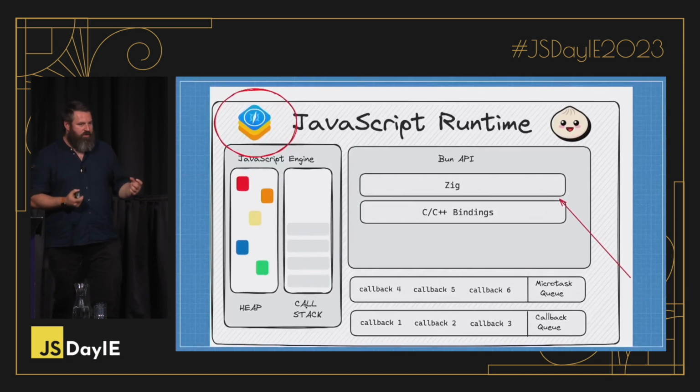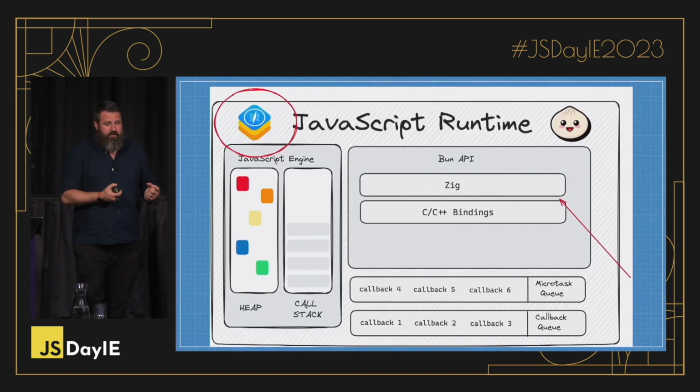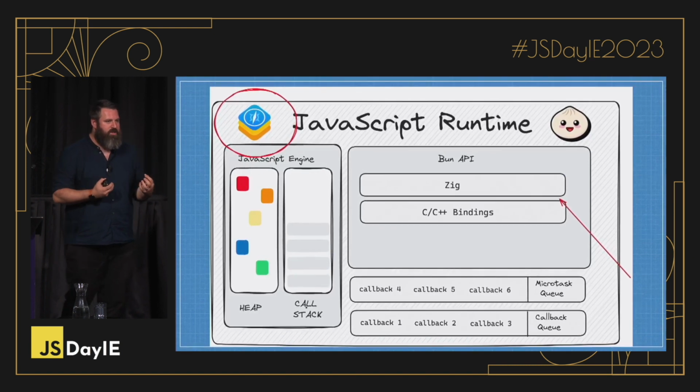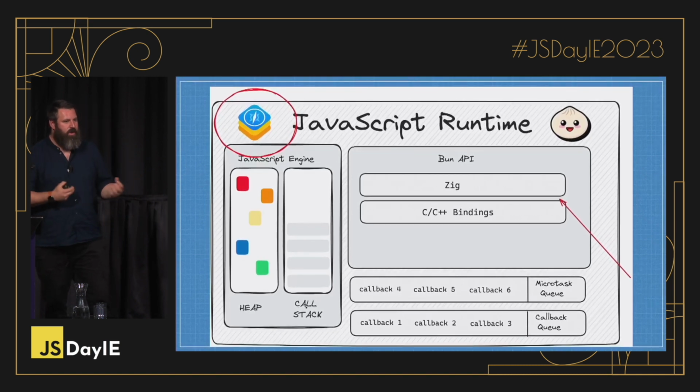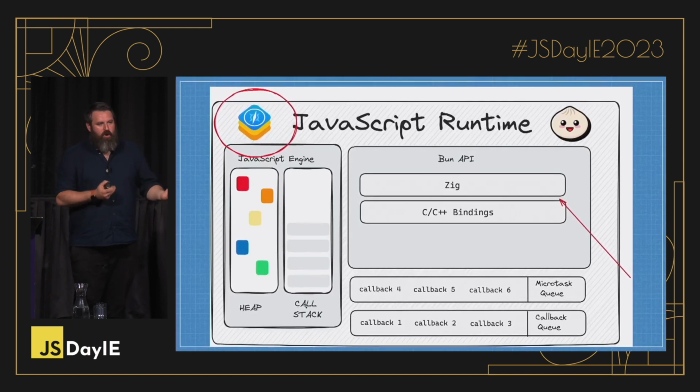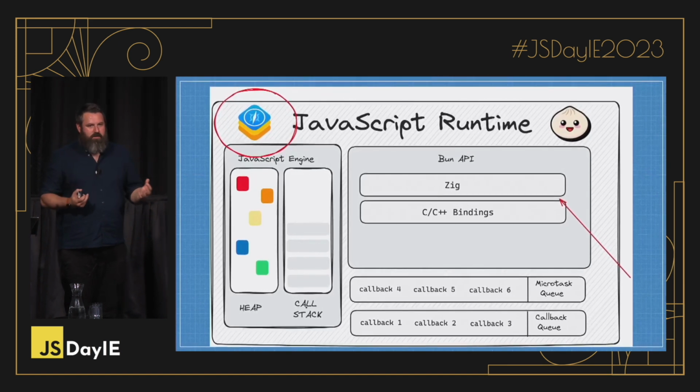BUN uses the JavaScript core engine, which is also used by Safari, but this engine is focused heavily on performance and pushing through a lot of data and information to make operations faster and quicker, allowing you to run more in the same time. The other difference is we no longer have the Node.js APIs because we're not using Node anymore. We have the BUN APIs instead.